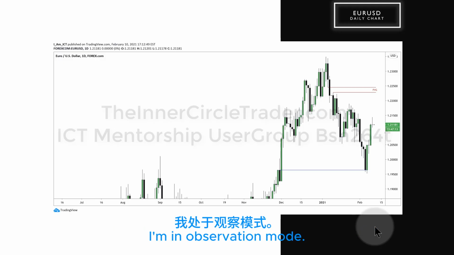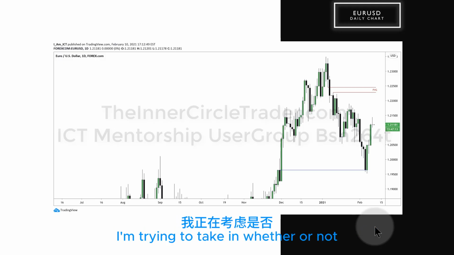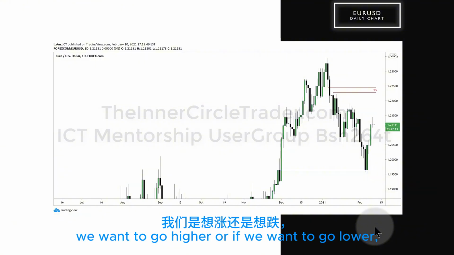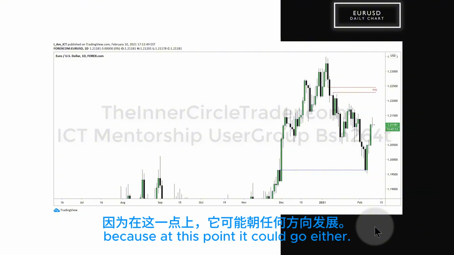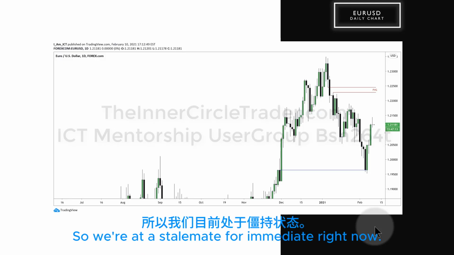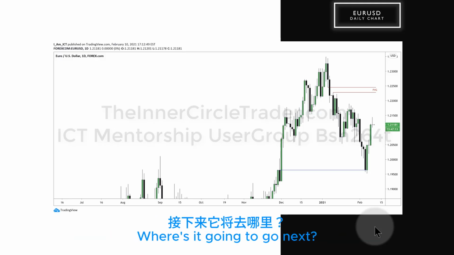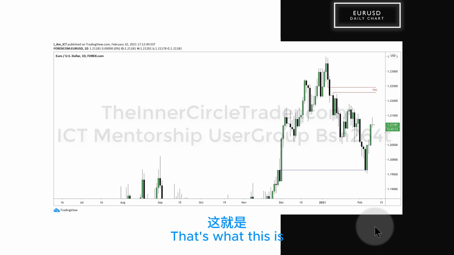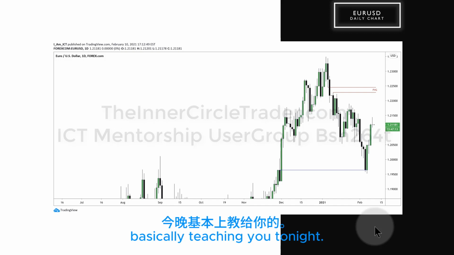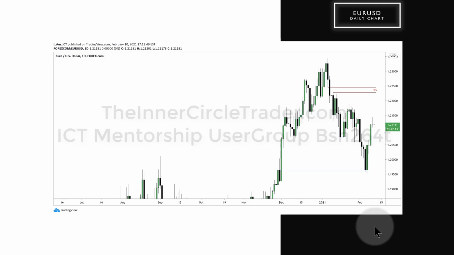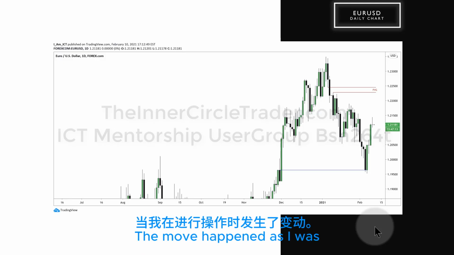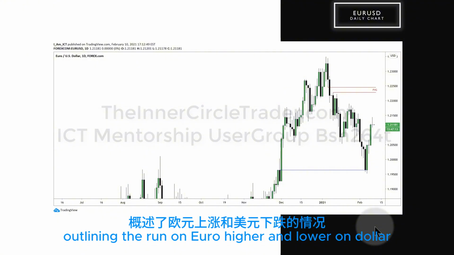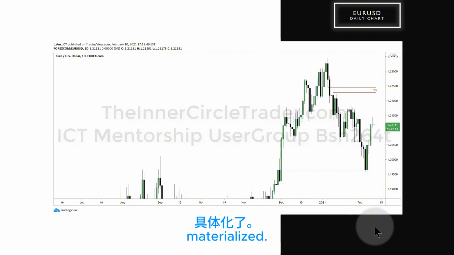I'm in observation mode. Okay, I'm trying to take in whether or not we want to go higher or if we want to go lower, because at this point it could go either. So we're at a stalemate for immediate direction. Right now, where's it going to go next? That's what this is basically teaching you tonight. The move happened, as I was outlining. The run on euro higher and lower on dollar materialized.